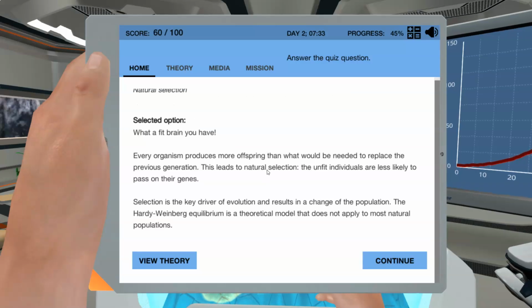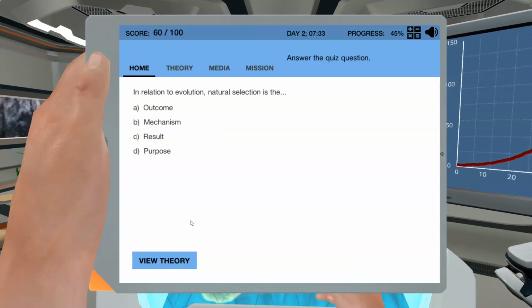What a fit brain you have. Every organism produces more offspring than what would be needed to replace the previous generation. This leads to natural selection. The unfit individuals are less likely to pass on their genes. Selection is the key driver of evolution and results in a change of the population. The Hardy-Weinberg equilibrium is a theoretical model that does not apply to most natural populations.